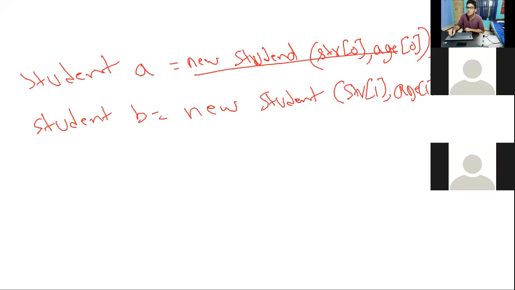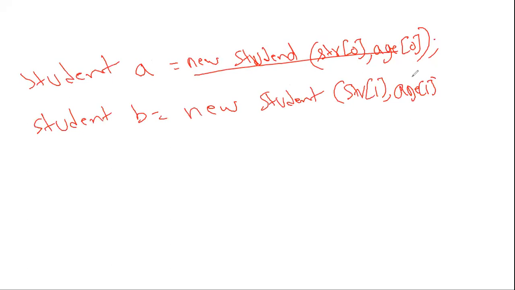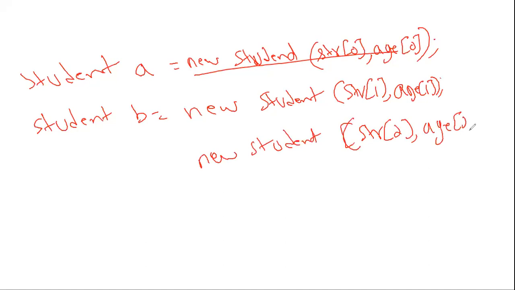I hope you are able to understand what's going on here. Now I have binded the second object and I have given it to b. Now I have to bind the third object. So I have to write new student, str of 2 with age of 2. Now, don't you think there is a problem here? Because now there are only four names.